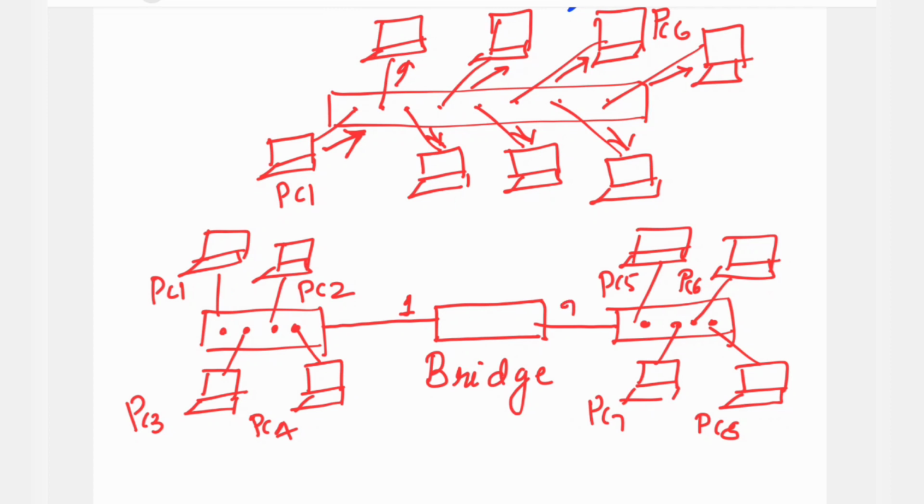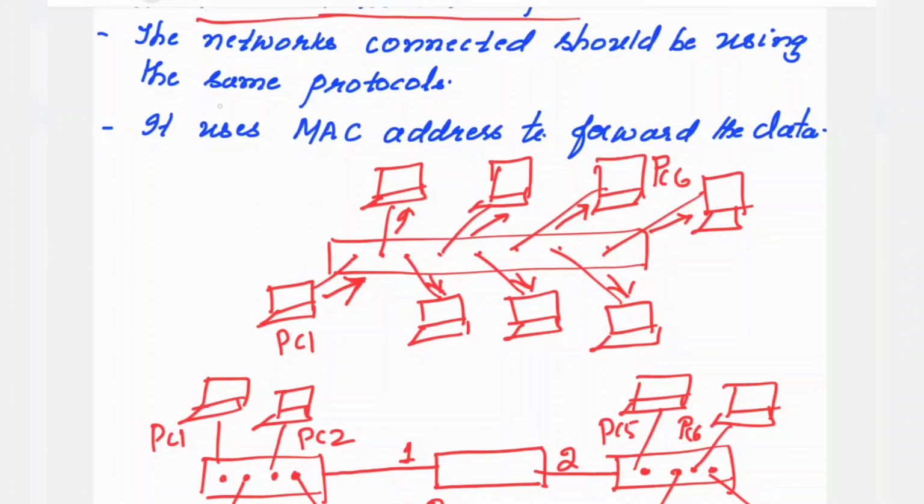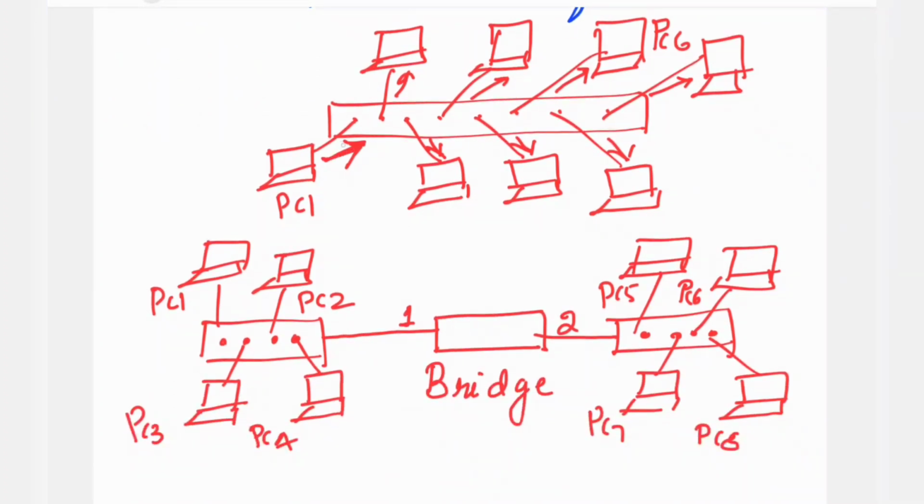I assume here the bridge has only 2 ports. Port number 1 I'll write here, and port number 2 on the other side. To port 1, 4 PCs are connected, and to port 2, another 4 PCs. These LANs will be using the same protocols. It uses the MAC address to forward the data. What was happening in the hub is that it was forwarding the packet to all the devices it is connected with, so it was a broadcast.